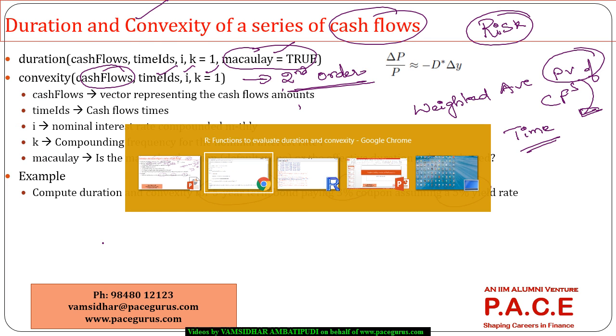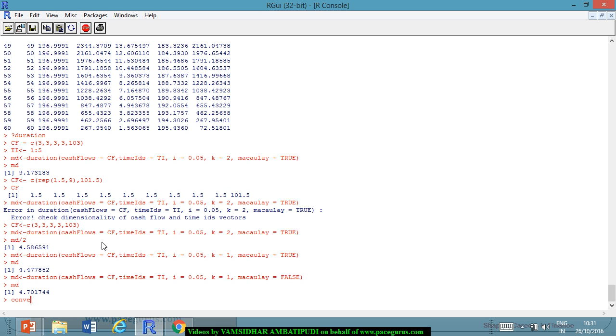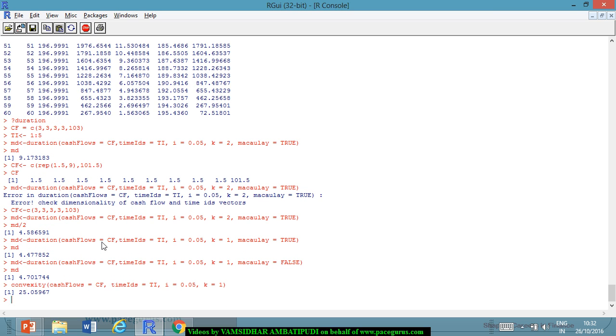And now if I want convexity, I can go with the convexity associated with this bond, wherein I am setting the cash flows of this bond as CF, the time IDs I am setting as TI, then I am taking the interest rate as 0.05, and K I am setting as 1. In this case, I am getting the convexity associated with the bond. So convexity is coming out to be this much.